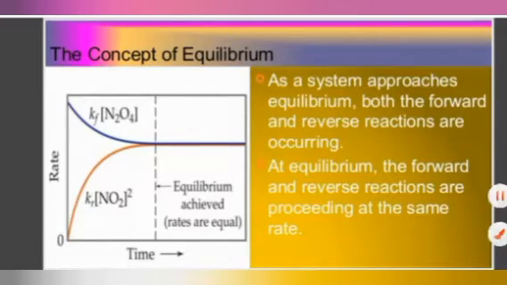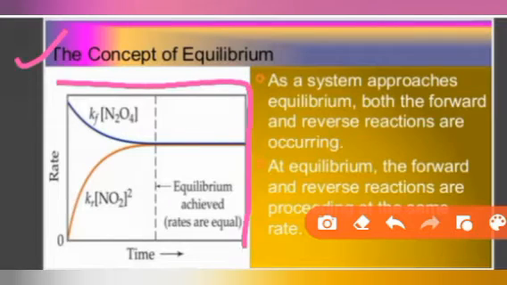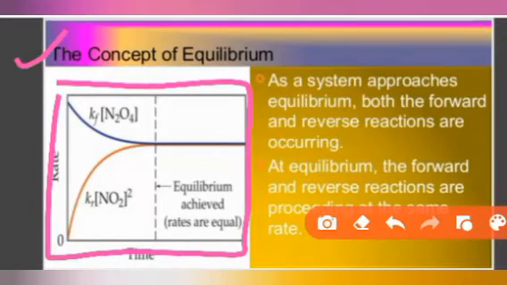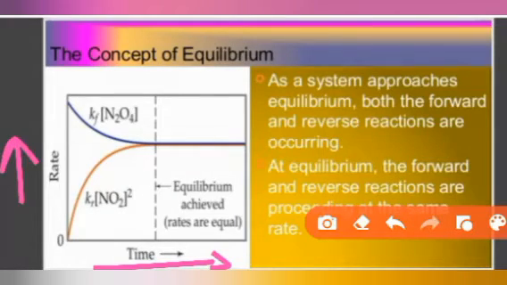Before going to the next classification, let's understand the concept of equilibrium. To understand the concept of equilibrium, we will use this graph, dear students. There is a graph between time versus rate. Rate is the speed of reaction. As the time increases, you know that at first the reaction is at zero. Reactant is at zero speed.